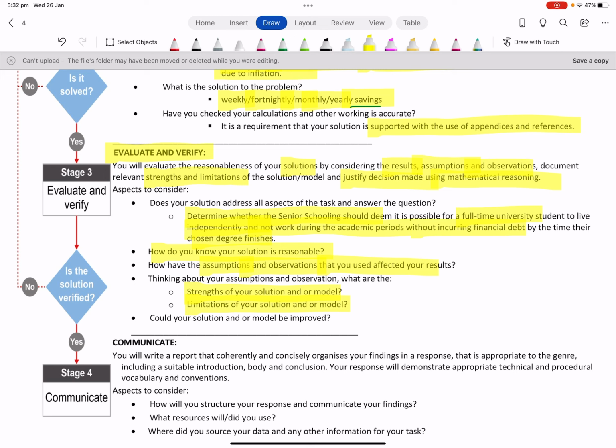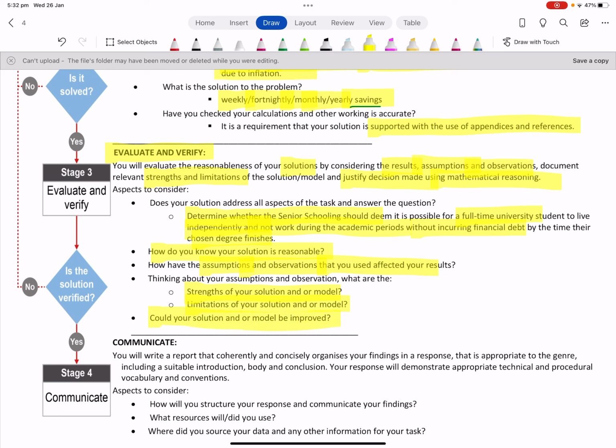So you can, in fact, just do the solution if you want. What are the strengths and limitations of the solution that you came up with? Or you can do what are the strengths and limitations of all the different models that you used. In fact, you can do both if you choose to do both as well. And the last dot point, could your solution or your models be improved?